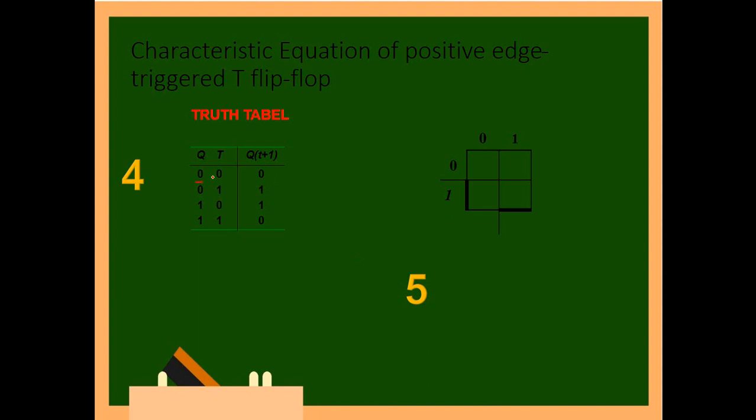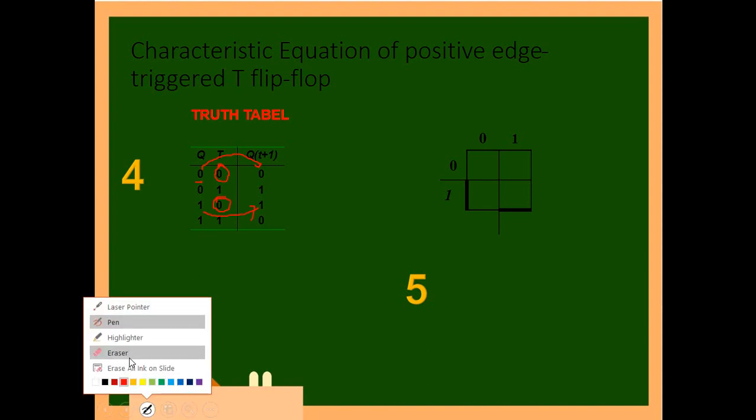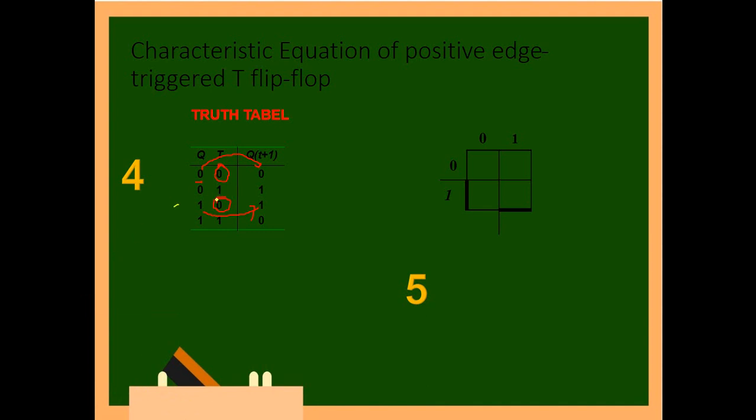So if it is Q, when T is 0, both are the same. When you take T equal to 1, it is opposite. So for the opposite portion, when T is 1, 0 becomes the complemented form and we get 1. Similarly, here 1 is complemented and we get 0 when T is equal to 1.